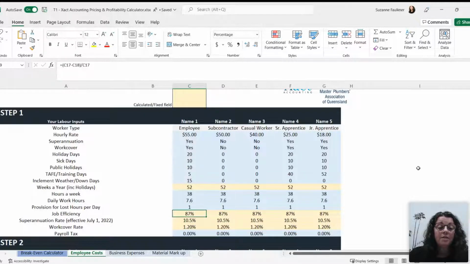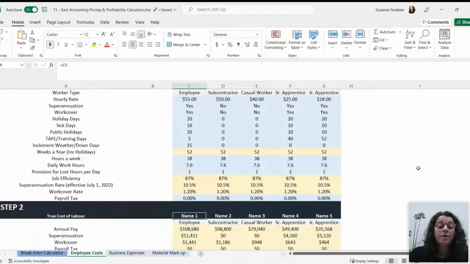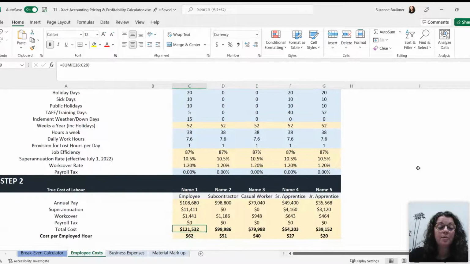These yellow boxes are auto-calculating. Super, as I said, 10.5% from 1 July. Work cover we've put in at the 1.2. Again, if you're on a higher rate for whatever reason, you'd need to just maybe update that a little bit there. So once you've got all of that set, you're happy with your hourly rates, you're happy with the days that you are not available to work and the hours available to work in a day, we can then jump down and have a look at what that does with our calculations at the bottom.